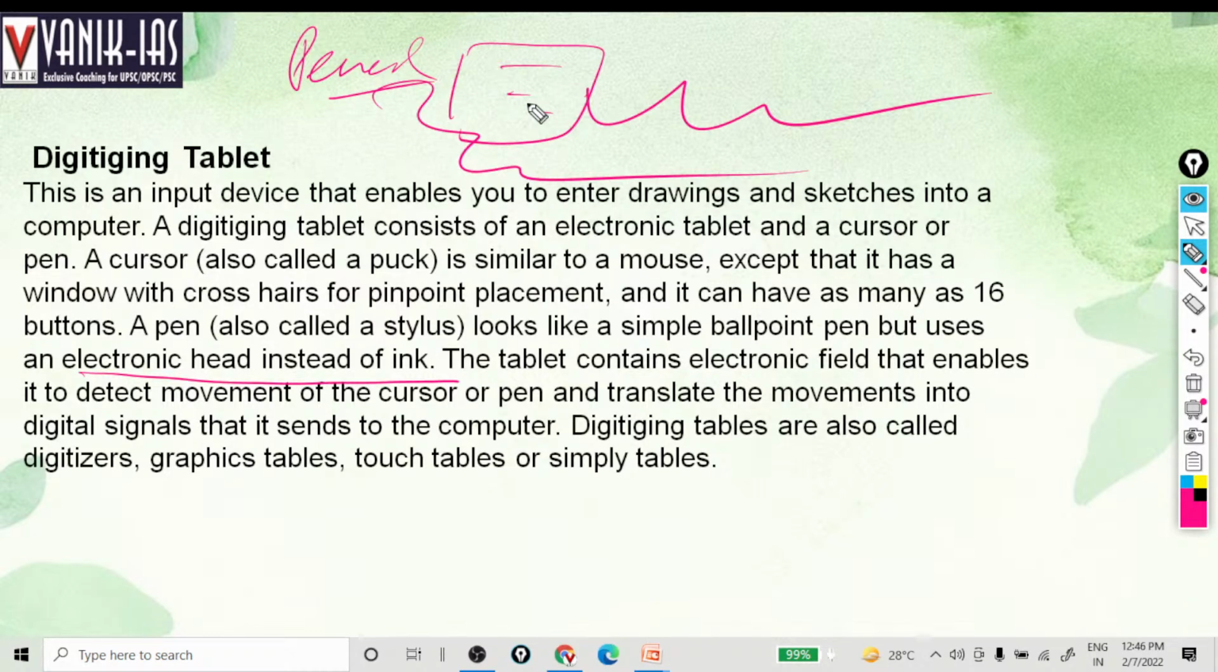The tablet contains an electronic field that enables it to detect the movement of the cursor and pen and translate the movements into digital signals. It sends them to the computer. They are called digitizers, graphic tablets, touch tablets, etc.